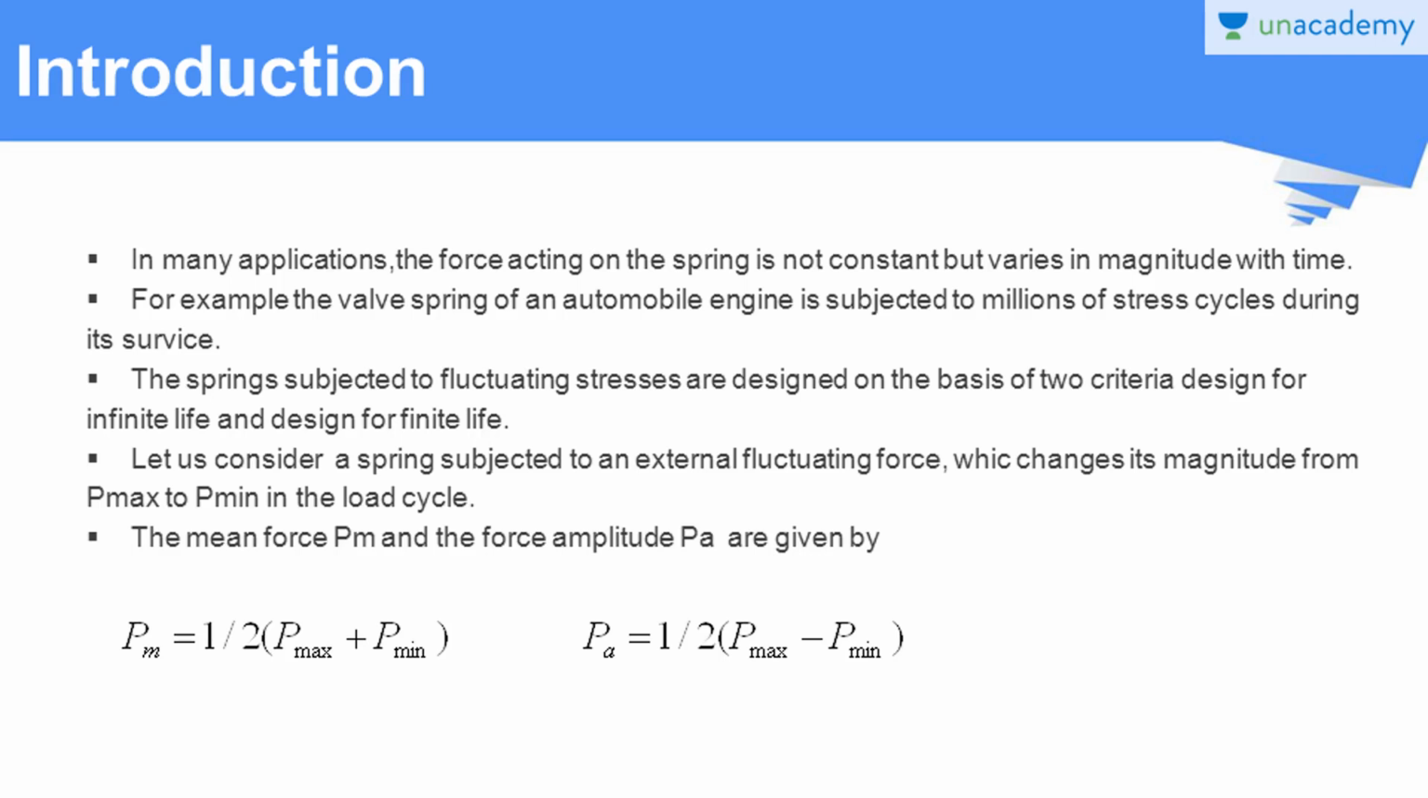I have discussed these two terms, the infinite life and the finite life, in the discussion on the design of machine elements against fatigue failure, right? Let us consider a spring subject to an external fluctuating force which changes its magnitude from P maximum to P minimum in the load cycle. The mean force Pm and the force amplitude Pa are given by two equations: Pm equals P maximum plus P minimum by 2, and Pa equals P maximum minus P minimum by 2.